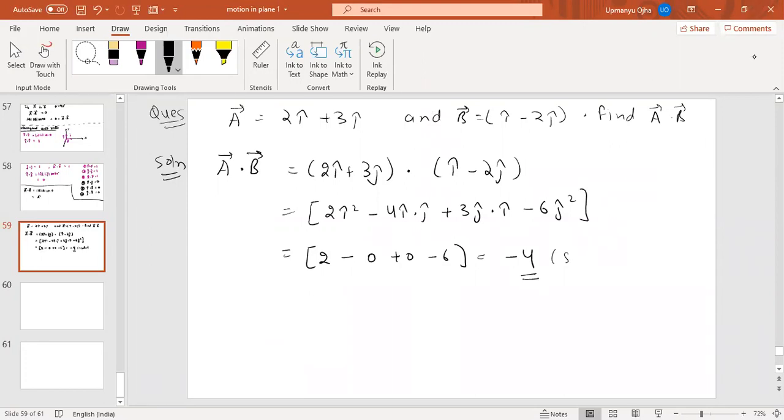No, you don't have to mention scalar quantity. I gave you some example here. This is the answer: A dot B will be equal to minus 4. Someone says minus 5 is coming. Why? 2 minus 6 will come as minus 4, I think. How will minus 5 come? Minus 4 is not a vector, it's a scalar quantity.